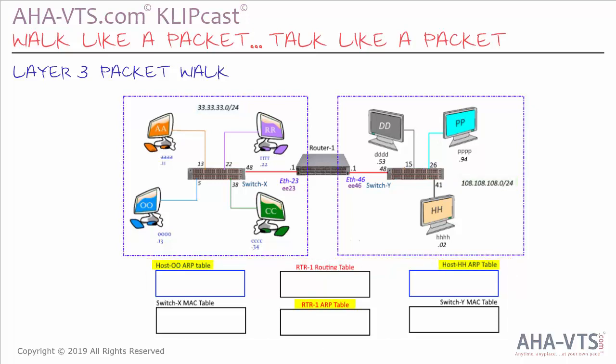We also have additional tables of interest. We have 3 ARP tables, 2 MAC address tables, and a routing table. Now because router 1 is connecting these 2 networks together as directly connected, router 1's routing table is already populated.